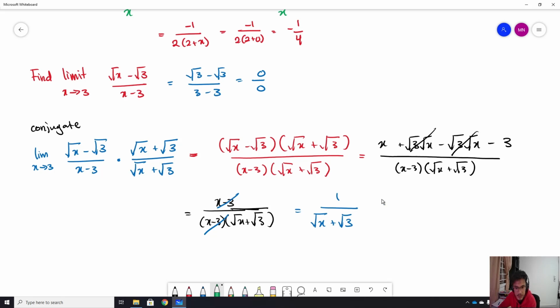So then we substitute the value of the limit into the function, which is x equal to 3. So then we get here 1 over square root of 3 plus square root of 3. Then we get 1 over 2 square root of 3. So that is the answer of the limit for that function.